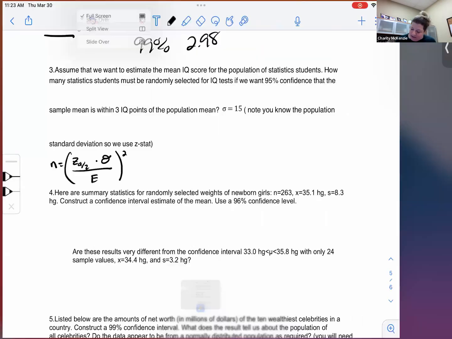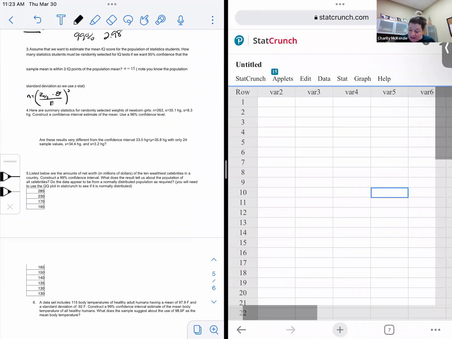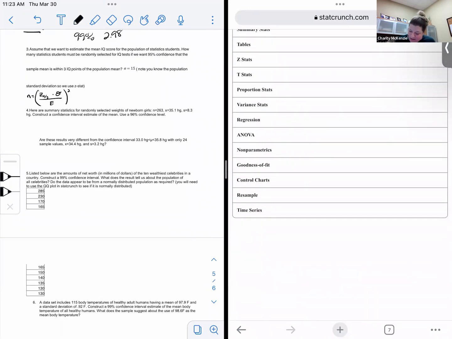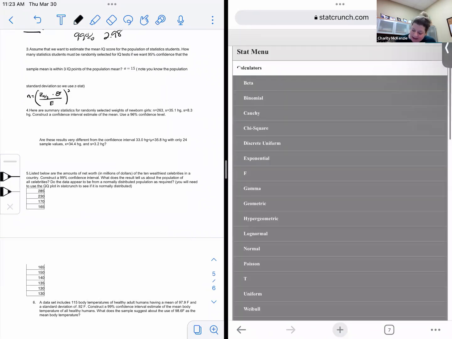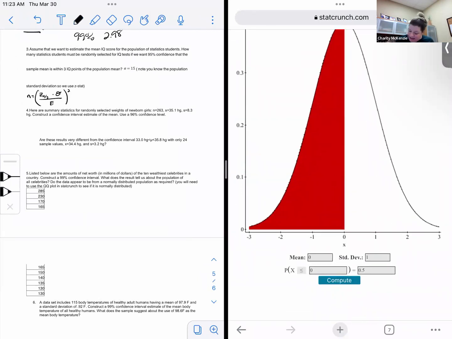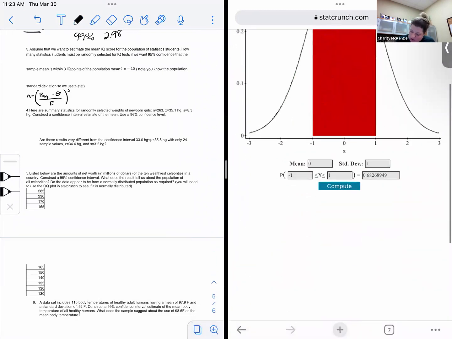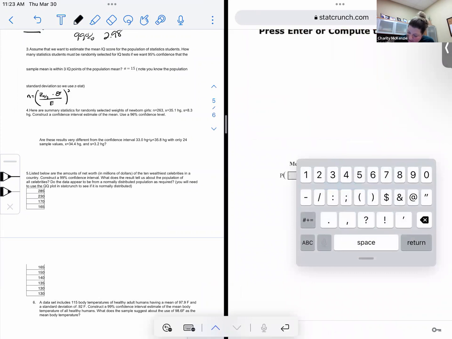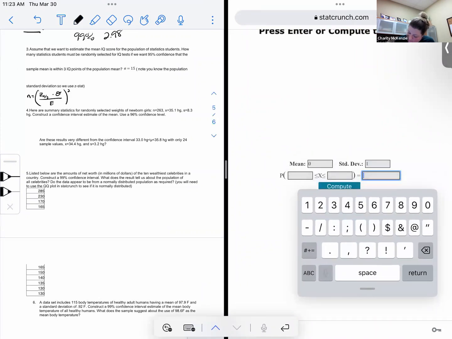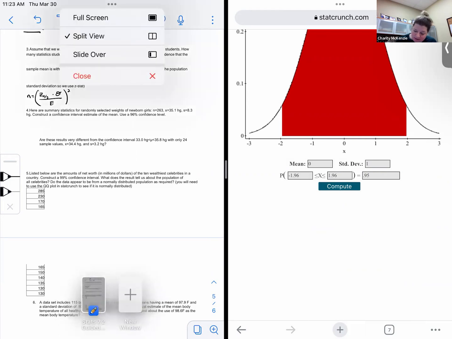So we go to StatCrunch and we want to go to stat. It's a Z, so we go to stat, calculator, and it's a normal because normal and Z go together. And then I want the between. Did I click the between? I don't think I did. Between section at 95. Compute, and I got 1.96. So yeah, I would have used the right number there.